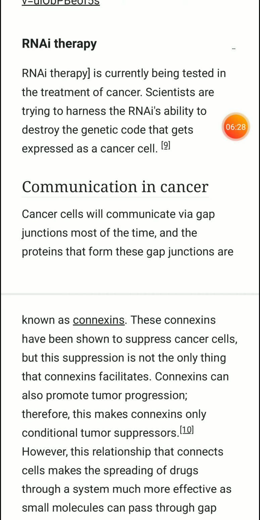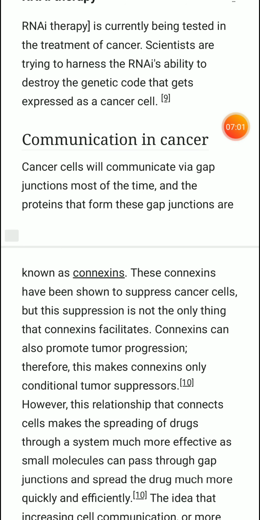Communication in cancers. Cancer cells will communicate through gap junctions most of the time. The proteins that form these gap junctions are known as connexins. These connexins have been shown to suppress cancer cells, but this suppression is not the only thing that connexins facilitate. Connexins can also promote tumor progression. This makes connexins only conditional tumor suppressors.